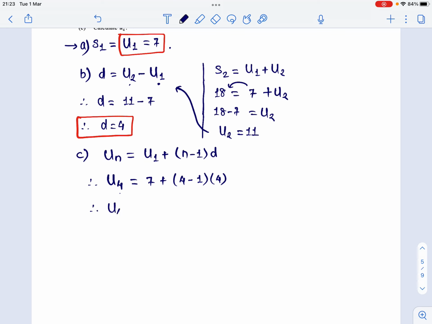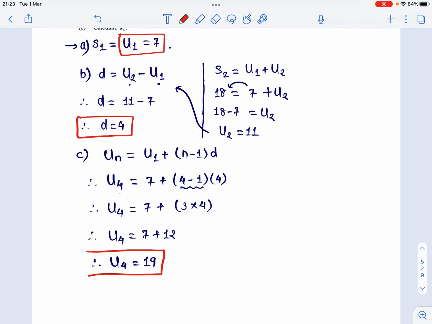We don't need a calculator for this. So 7 plus 4 minus 1 is 3, times 4. So u4 is equal to 7 plus 12. So the final part, u4 is equal to 19. This problem is over at this position.